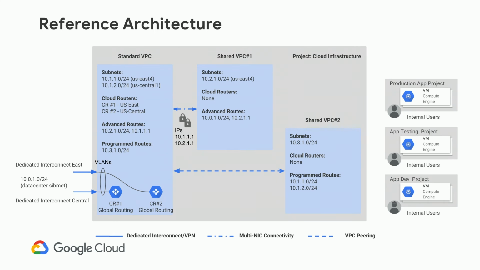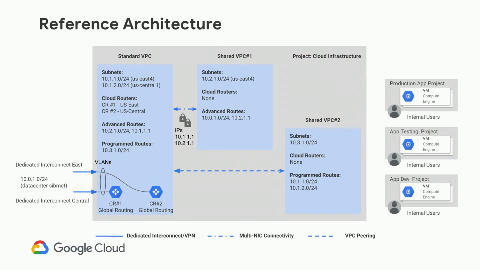So now I want to interconnect a bunch of this stuff together. The first thing I'm going to talk through is the standard VPC connecting it to the on-prem environment. In this case, I'm putting 2 cloud routers in place, and I've built 2 interconnects. So you can see the dedicated interconnect in the east and the central region. What those cloud routers are going to do is learn all the routes that I have programmed in the standard VPC, and advertise them via BGP to the on-prem environment. And that's going to allow the on-prem environment to talk to the standard VPC. So that's the first thing I did.